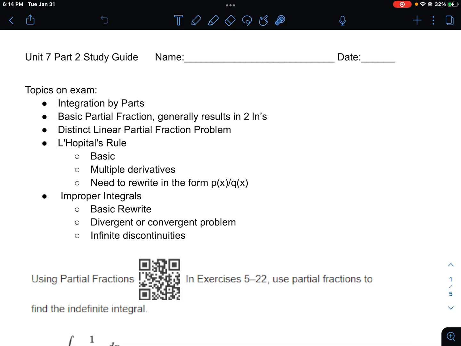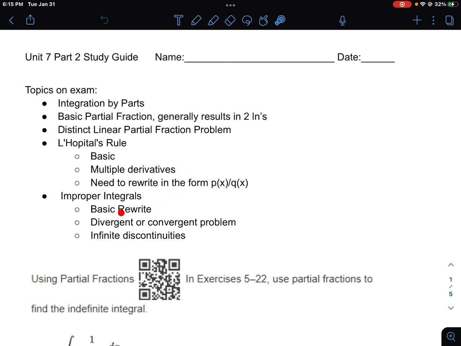have everything down. We're going to start off by going over partial fraction decomposition, generally resulting in one or two LNs at the very end. We're going to go over distinct linear partial fraction problems where you have two distinct linear fractions. We're also going to go over L'Hopital's, a basic problem where you have a couple of instances where you have to perform L'Hopital's rule, and then where you need to rewrite the problem before you can actually move on.